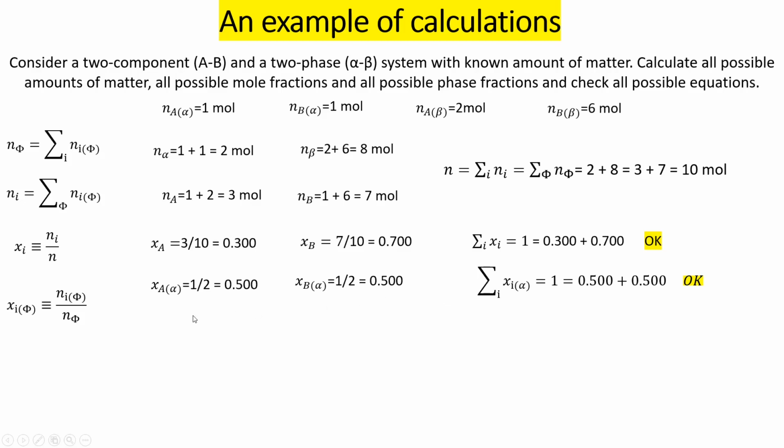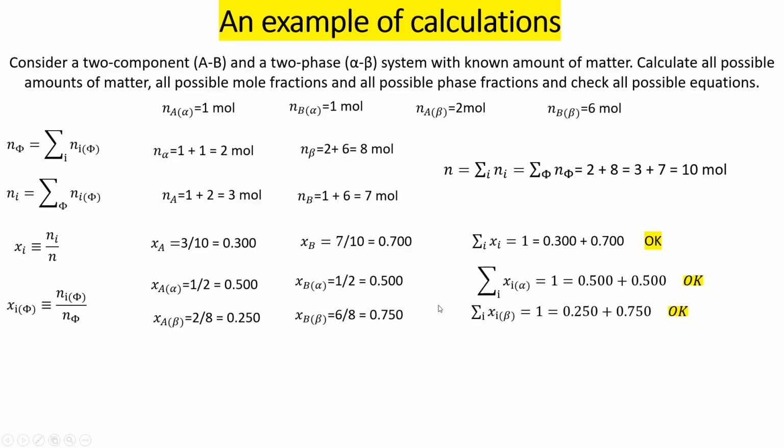Let me repeat the same story for phase beta. First I want to calculate XA beta. You remember Na beta was given as 2 moles, and I divide it by N beta. Now N beta I calculated as 8. 2 over 8 is 1 over 4, which is 0.25. Okay. Now XB beta follows as NB beta, which was given as 6, divided by N beta, which we calculated as 8. 6 over 8. I can simplify by 2, so it's 3 over 4, and 3 over 4 is 0.75.